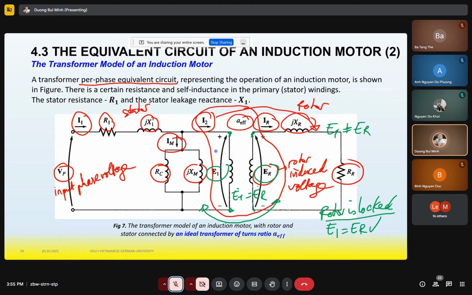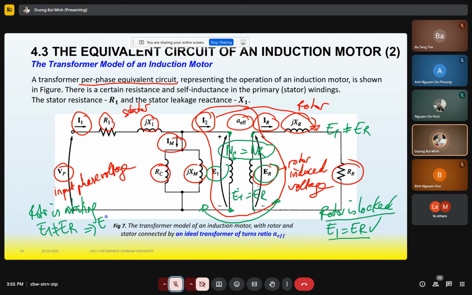And we have the same turns. That means NS equal to NR. Okay, NS equal to NR, and then when the rotor is locked, you get E1 and ER. You can combine them together. But if the rotor is rotating, that means E1 is different from ER.